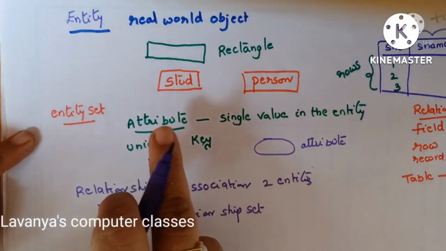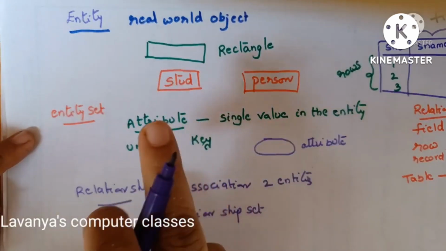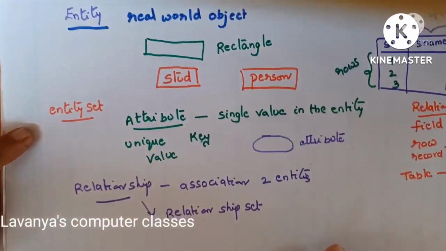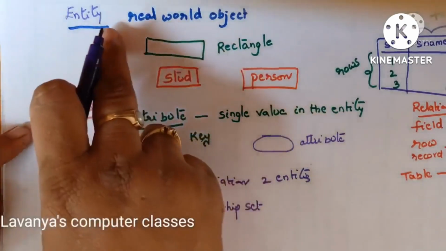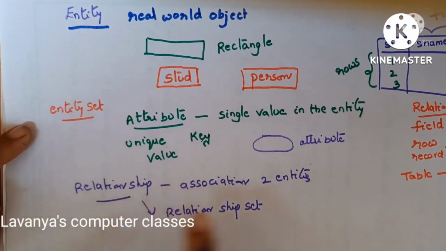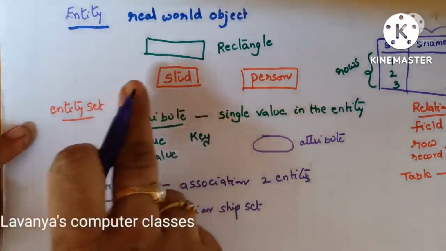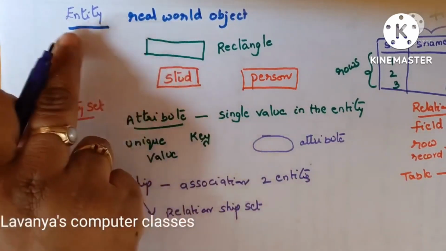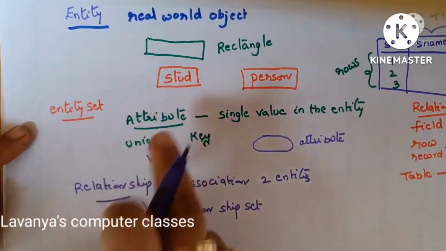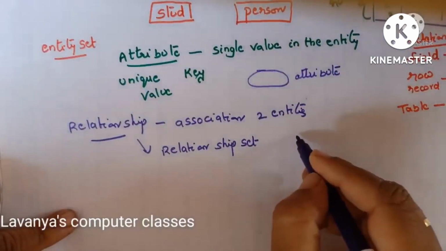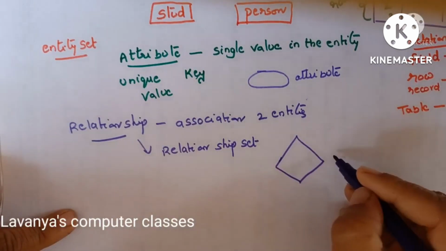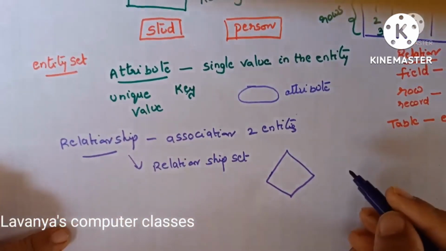So what is the ER model? The ER model is a data model, a diagrammatic representation of the logical structure of the database. What are the components of an ER diagram? Entity, entity set, attribute, relationship, relationship set. In the diagrammatic representation, a rectangle is used for entity set, an ellipse for attribute, and a rhombus for relationship. These are the basic components.